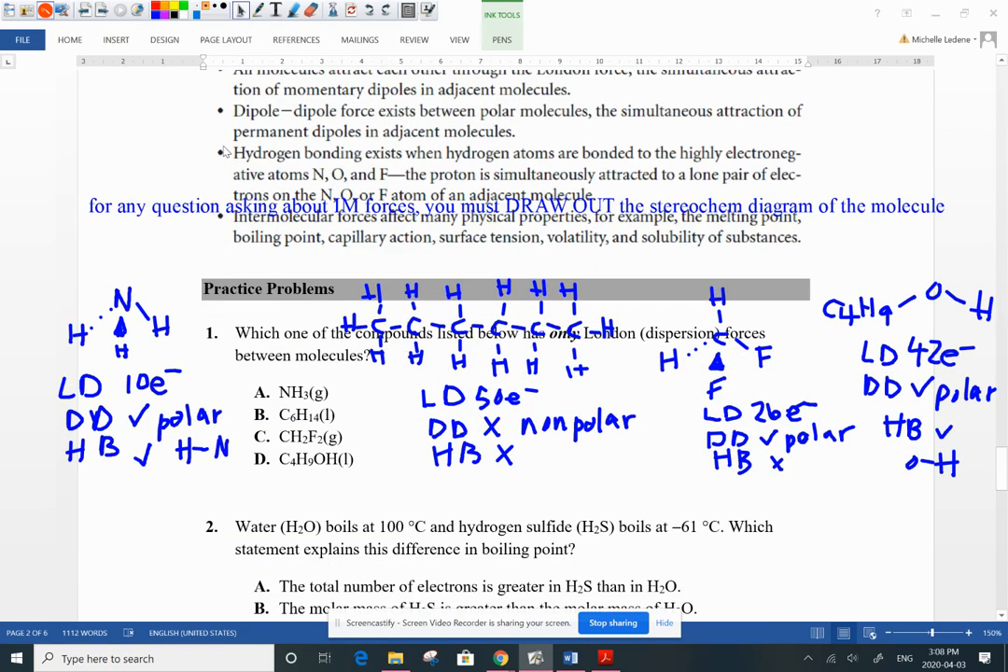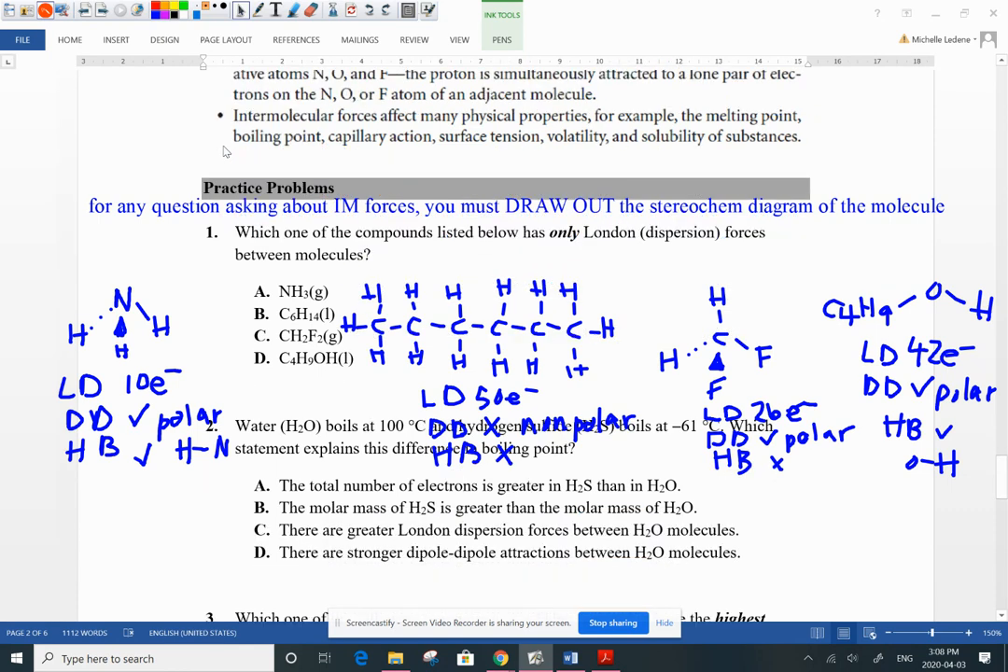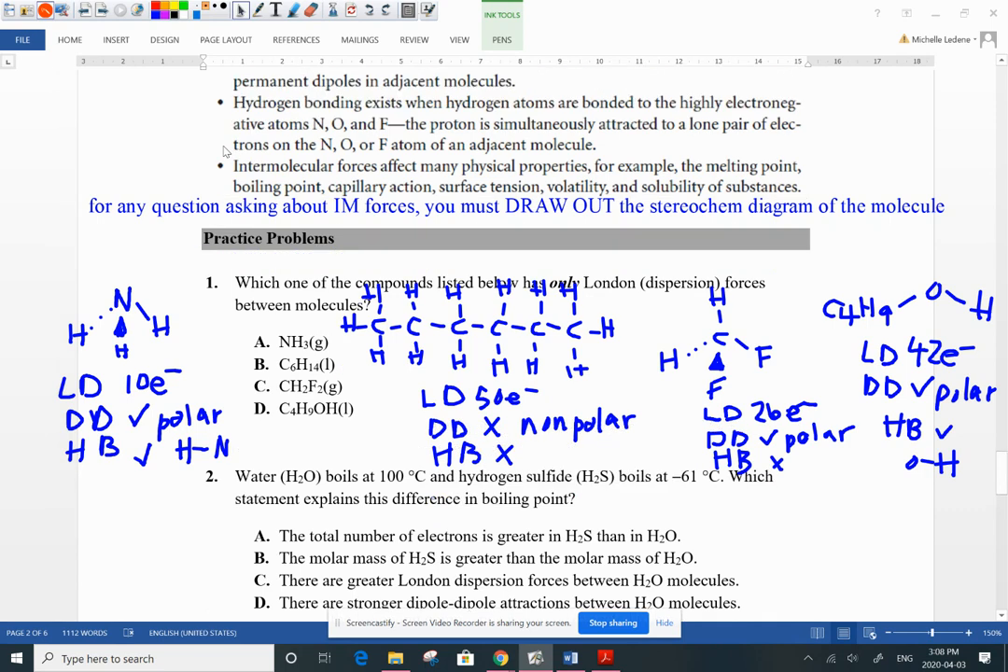So what happens if I have a question and it asks me to decide, is there a London force, or is there a dipole-dipole, or is there hydrogen bonding? Well, you know what you have to do? Any question about intermolecular forces, you've got to draw out the stereochemical diagram of the molecule. So here's an example that is asking about only London dispersion forces. Look what I had to do to answer this question. I had to draw out each of my molecules. So here's ammonia. Here is C6H14, and I didn't bother with the stereochemical diagram of that.